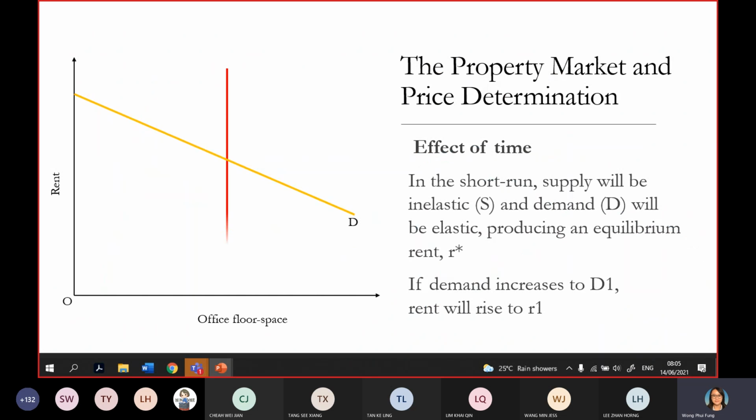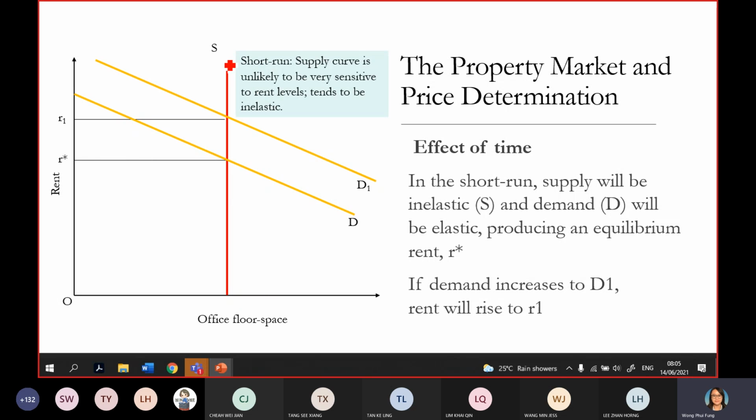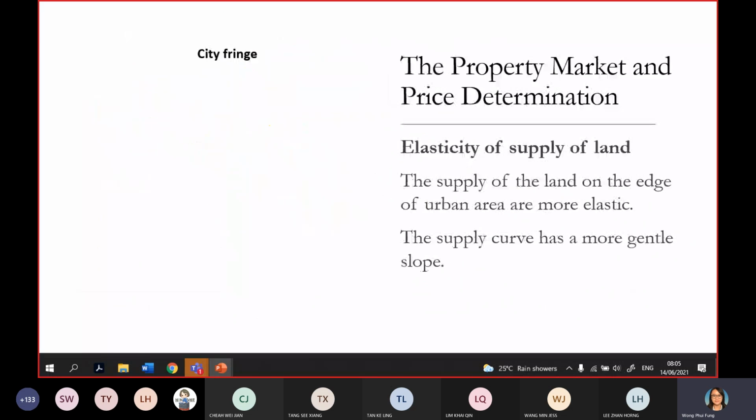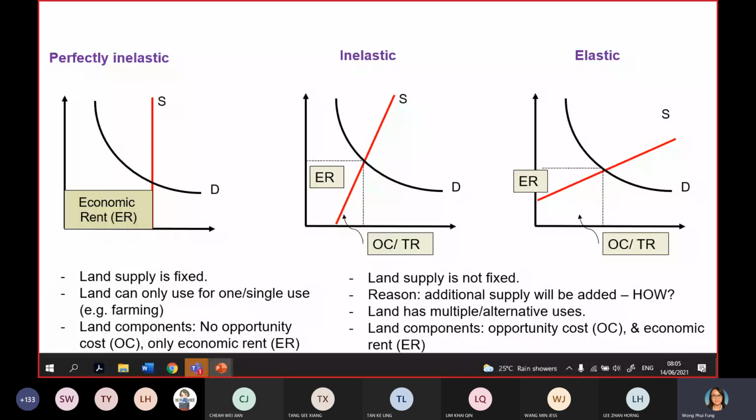Okay, I hope you still remember what it means by supply is perfectly inelastic. We have a graph showing supply is inelastic and another one that is perfectly inelastic. So if you refer back to this slide, this is what we mean by supply is perfectly inelastic. It's very straight. In that sense, you can see the component only has economic rent, because there is no choice. Therefore, there is no opportunity cost given.